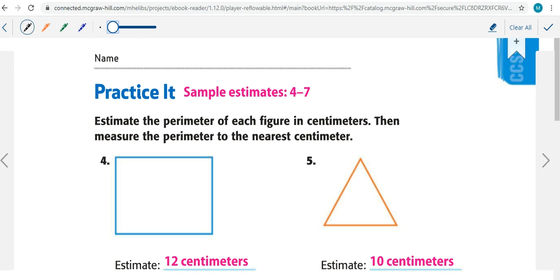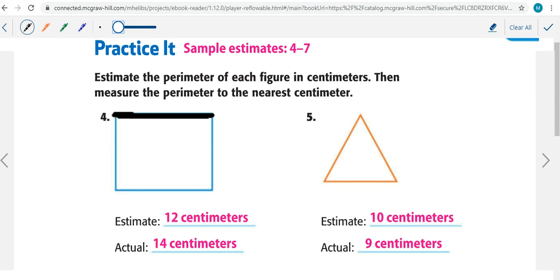What are you going to do? You're going to measure this part, sorry. Let me show you again. This part, you're going to measure it with your ruler, but in centimeters, okay? Then, let's say that the book is saying that this object is 14 centimeters, okay?